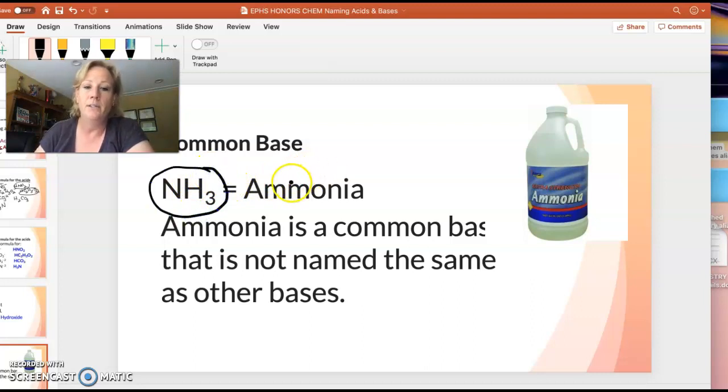But ammonia is that really stinky cleaner. You find it in like the blue window sprays. There's just a teeny bit in there. You can buy it more pure. It's really stinky. Anyways, it's a base, and it just doesn't really look like those other bases.